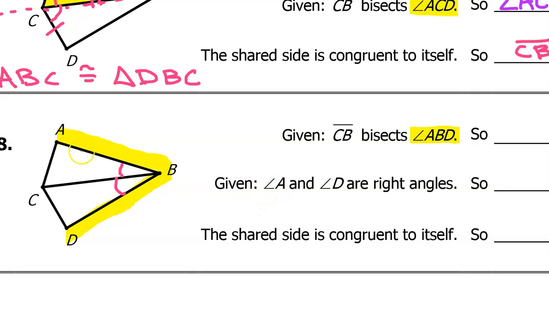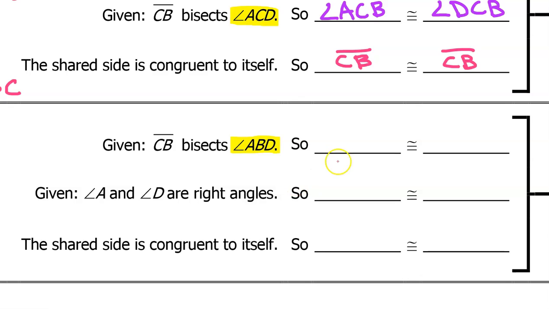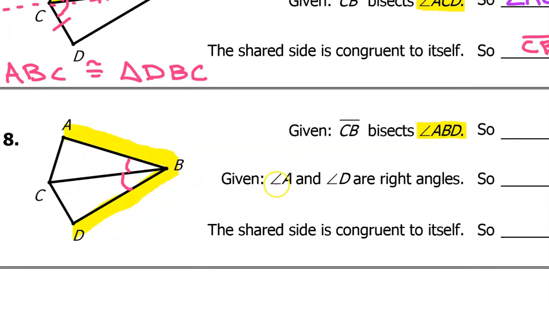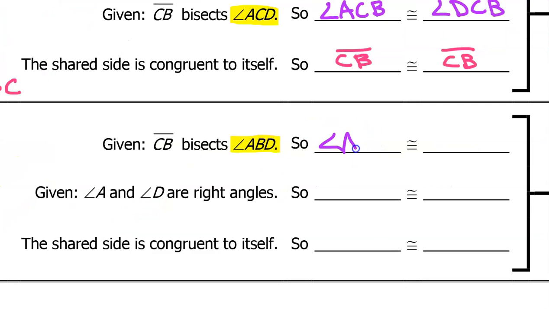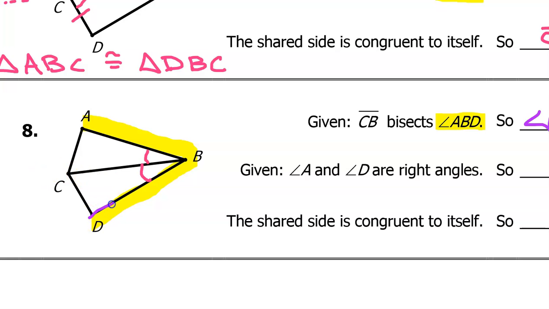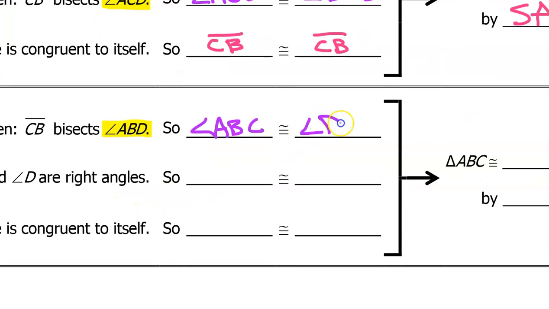So we need to go ahead and name these angles so we can say that something is congruent to something. The top angle is angle ABC. So we can say that angle ABC is congruent to angle, and now comes the bottom angle, angle DBC. Angle DBC is the bottom angle.